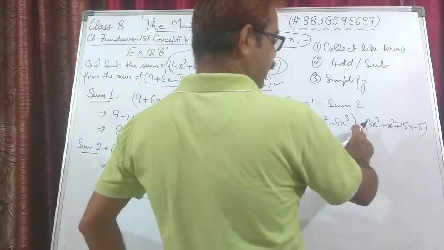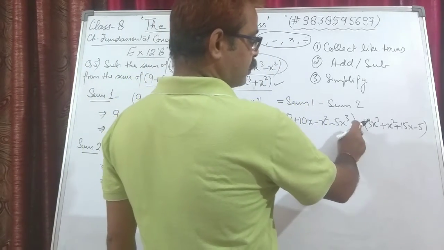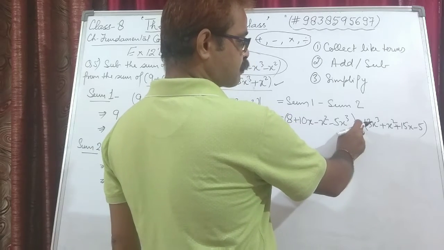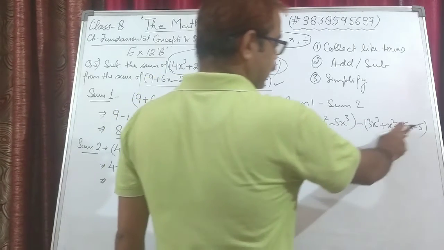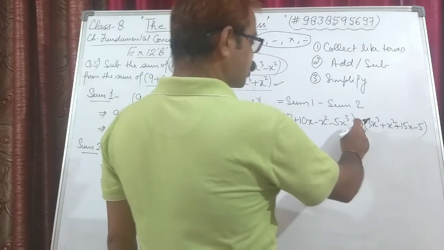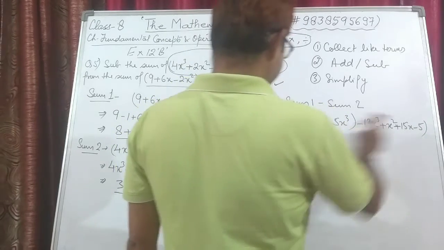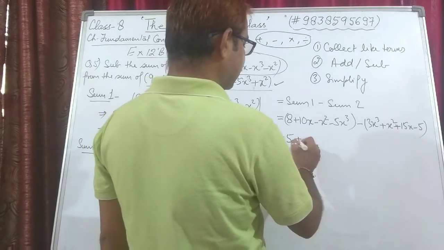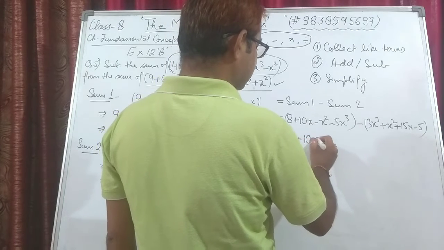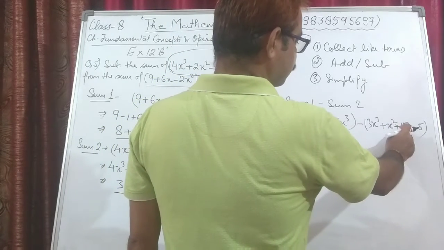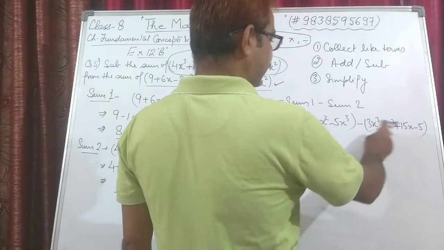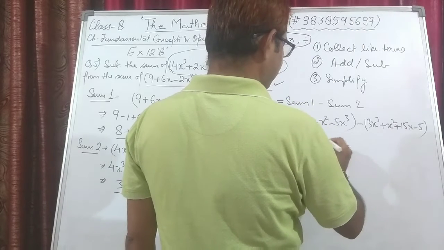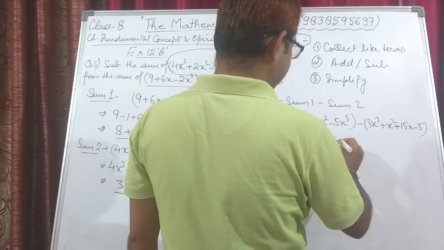So when you open the bracket, since the minus sign is outside the bracket, all the signs inside the bracket will change. So minus of minus 5 is plus 5. So 8 plus 5. Then next is 10x. Now when you open this, the 15x, you bring outside the bracket. Since it is plus, it will become minus 15x.